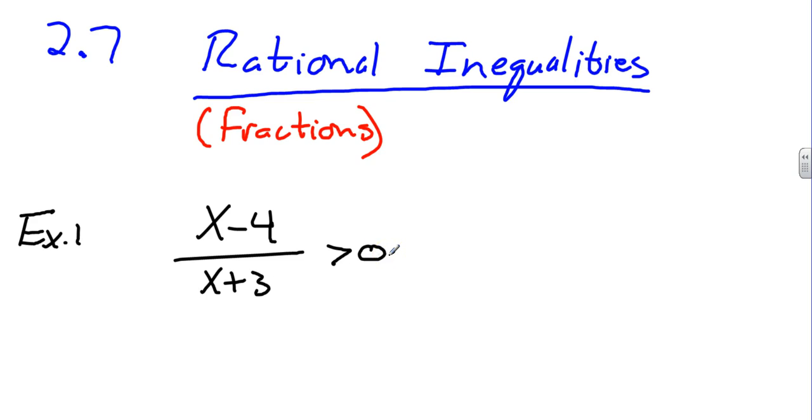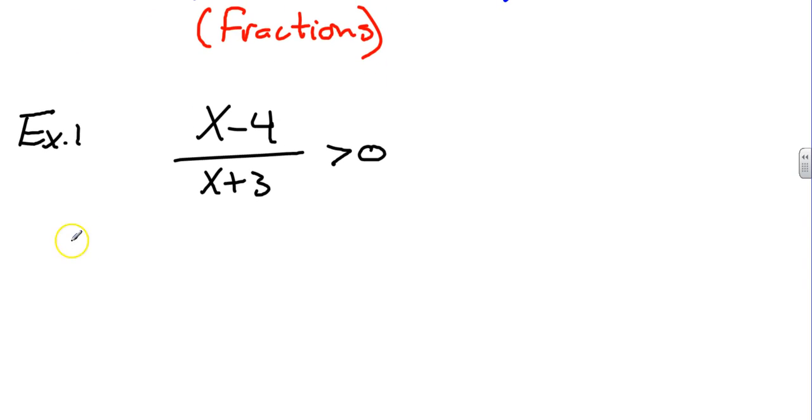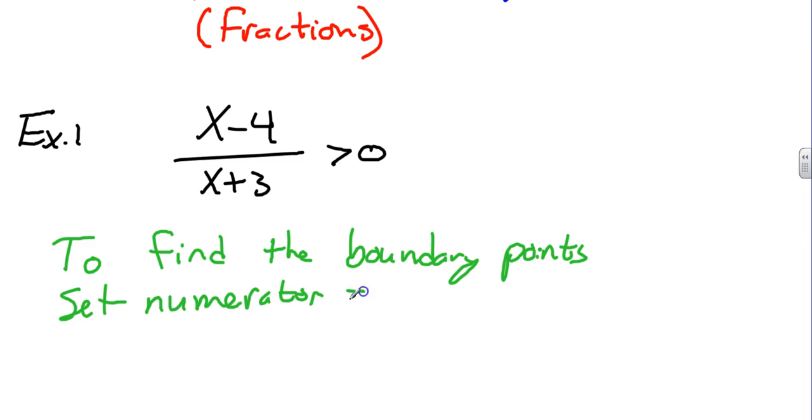You have something kind of like this, where you've got x minus 4 over x plus 3, and that's going to be greater than or equal to 0. Or, sorry, just greater than 0. You'll still do the same thing on this part. You're going to find the boundary points. You're going to set the numerator equal to 0 and the denominator equal to 0.